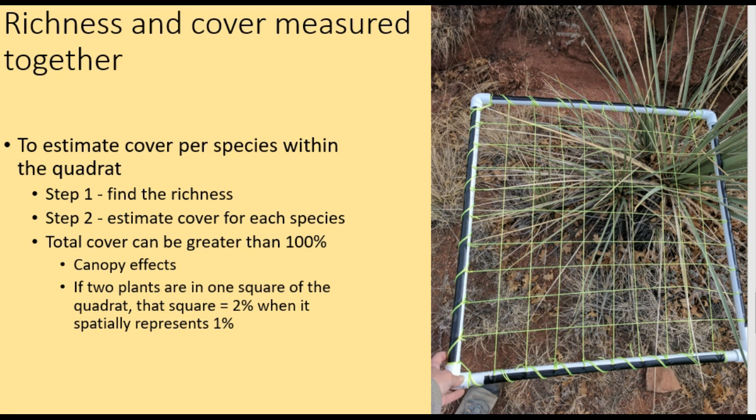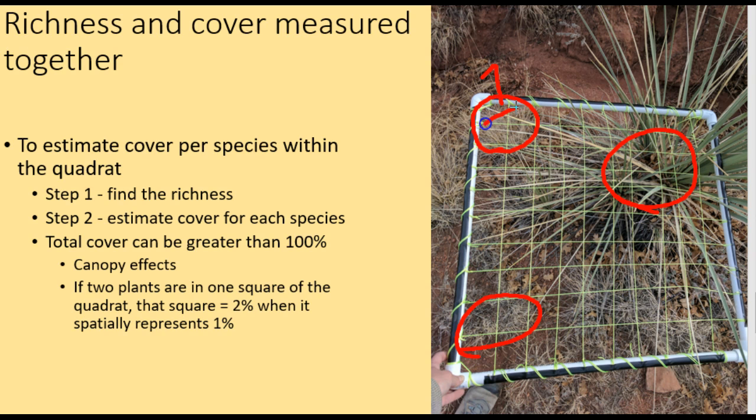So richness and cover can be measured together. To estimate cover per species within a quadrat, the first thing you need to do is find the richness. The second thing is to estimate cover for each species, then add them together. So this picture should look familiar to you because we looked at it in the vegetative cover video, if you've already watched that. In this, we have about 3 species, okay?